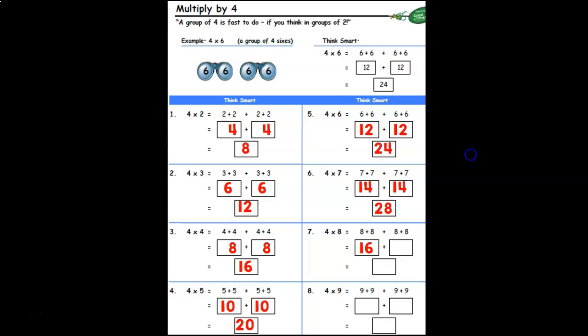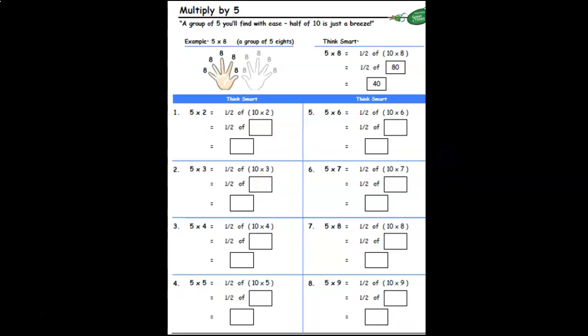4 times 8 is 2 groups of 8, 2 groups of 8 equals 32. And 4 groups of 9, or 4 times 9, is 2 groups of 9 plus 2 groups of 9 equals 36. Okay. Let's do our 5s.